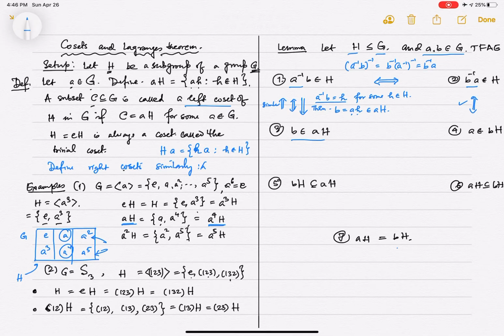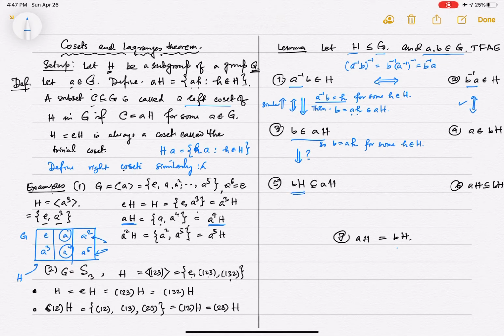Let's see 3 and 5. Well, B is in AH. That's what we are assuming. Now, I want to go this way. If B is in AH, this means B is A times some element of H, for some h in H.